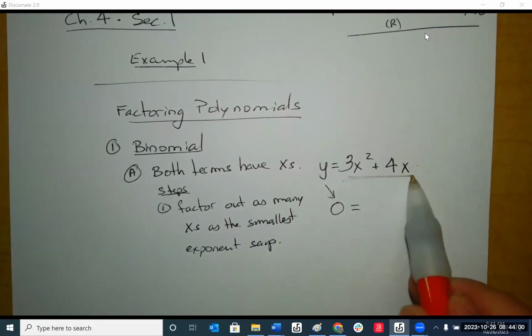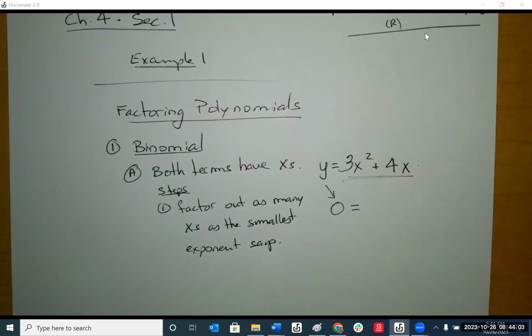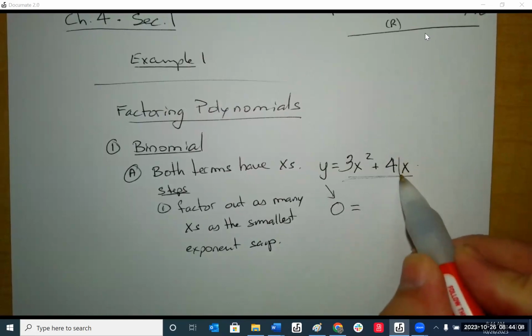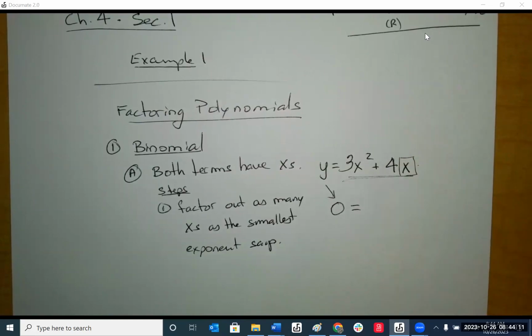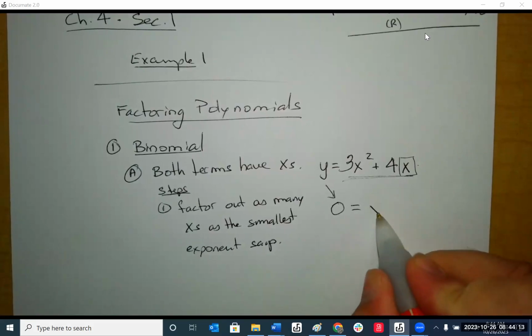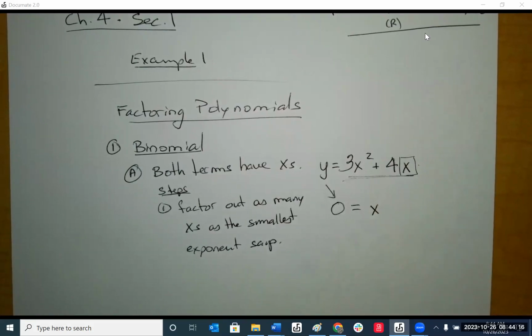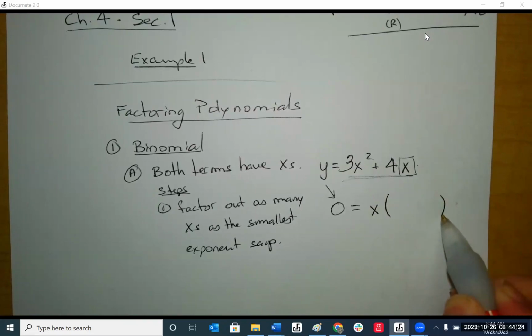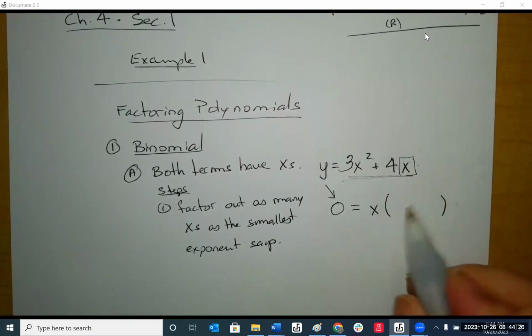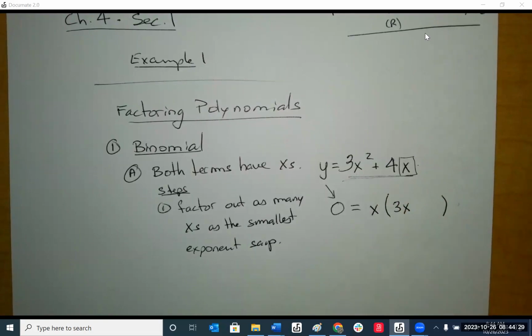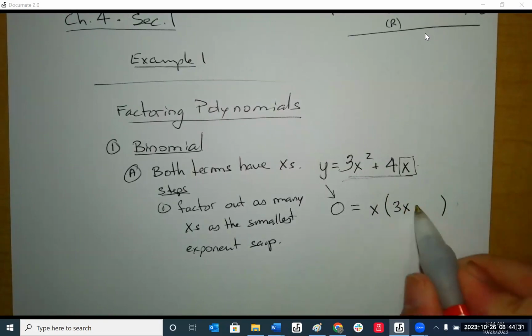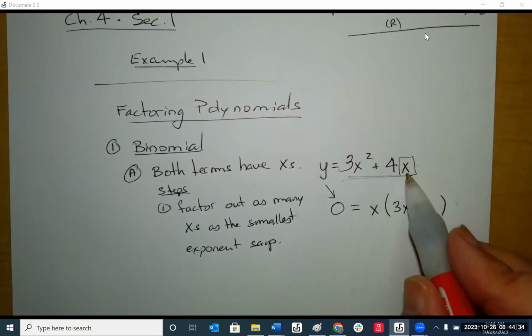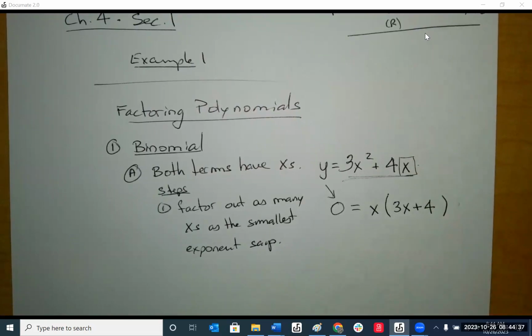Now, how many x's do both of these have in common? They only have one, because we can only look at the smallest exponent. They only have one x in common. And then whatever's left goes inside the parentheses. So if we took out an x out of the first one, we only have one x left. And we took out one x from the second one, so we just have the 4.